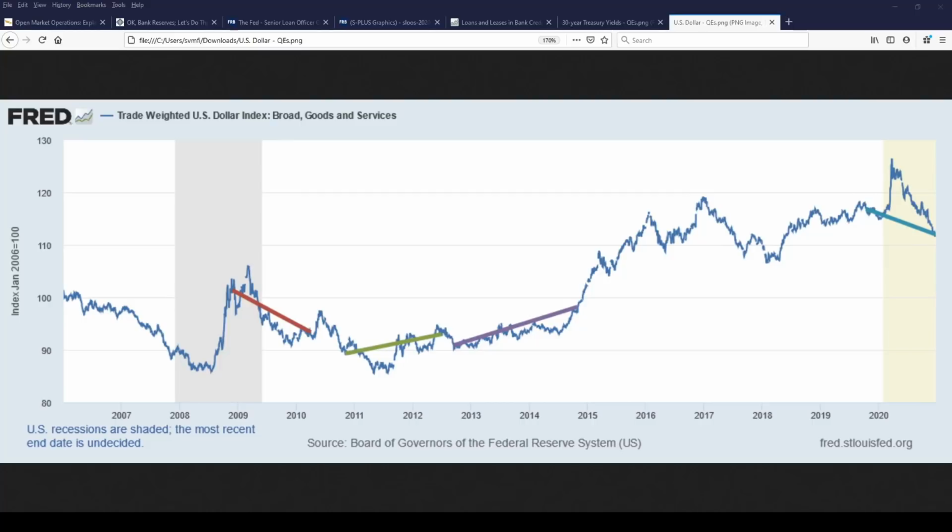Now, the current QE program, number 4, was started on October 11, 2019, when the dollar was 116.9. It has dropped a little over 4% to 112. But here again, there's no conclusive evidence that QE leads to a weaker dollar. All quantitative easing is a swap of reserves between the Fed and a commercial bank. That's all it is. And the bank uses their cash to buy the U.S.